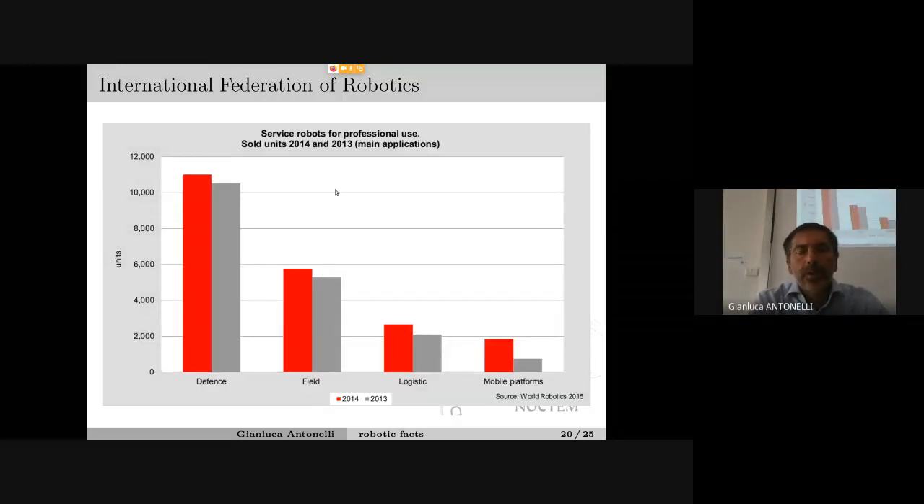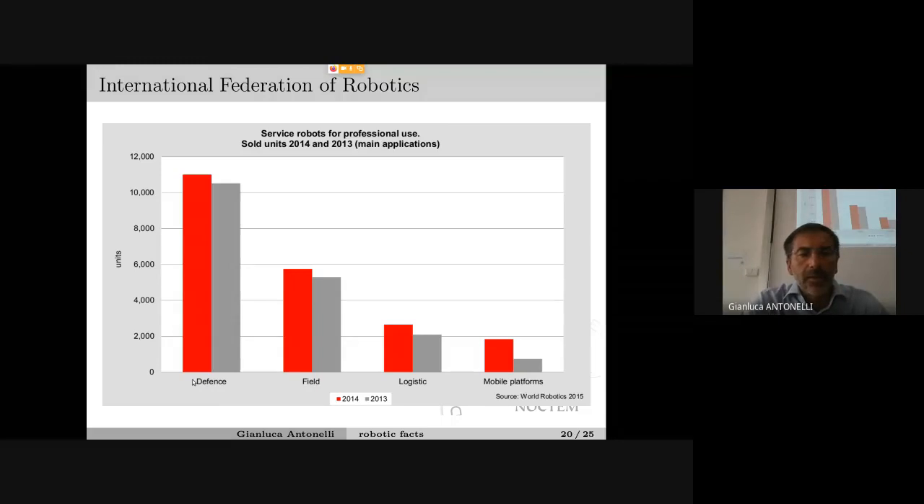Where are the so-called service robots, so not the industrial ones, used? First of all, defense. Unfortunately, as usual, defense is putting a lot of money into research, for any kind of research, not only robotics, of course, but robotics and automatic control.